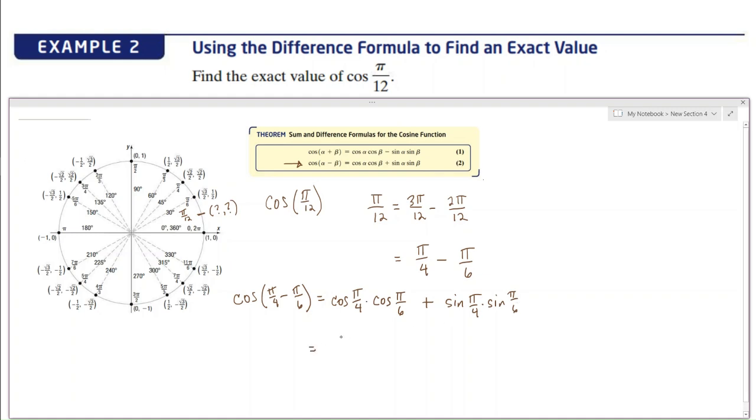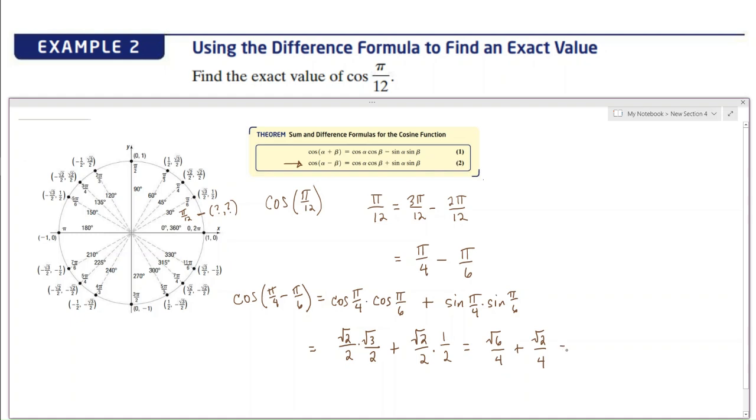Okay, so that's going to be the square root of 2 over 2 for the cosine of pi over 4. And the cosine of pi over 6 is the square root of 3 over 2. Looks kind of familiar, doesn't it? Plus sine of pi over 4, square root of 2 over 2. Sine of pi over 6 is 1/2. Okay, so that's going to be equal to a square root of 6 over 4 plus square root of 2 over 4.